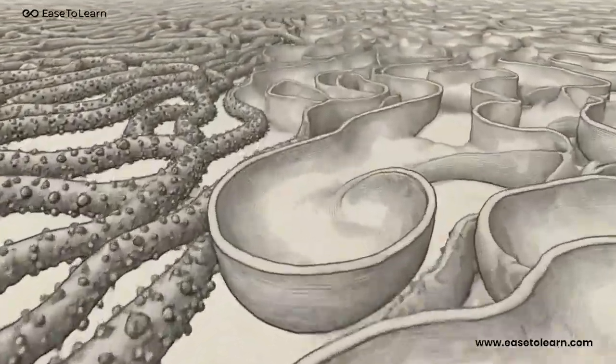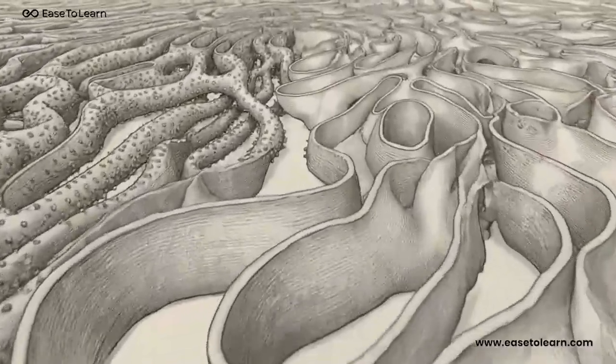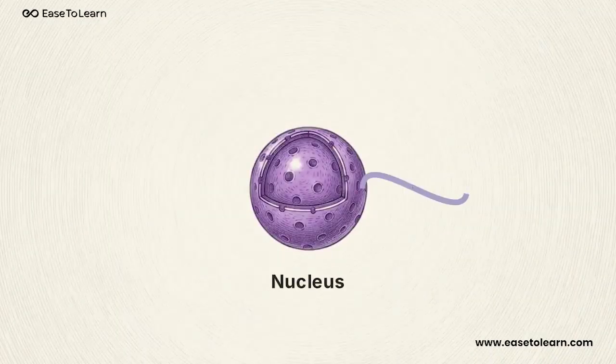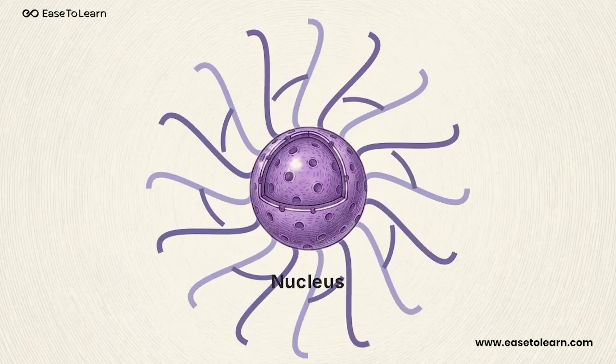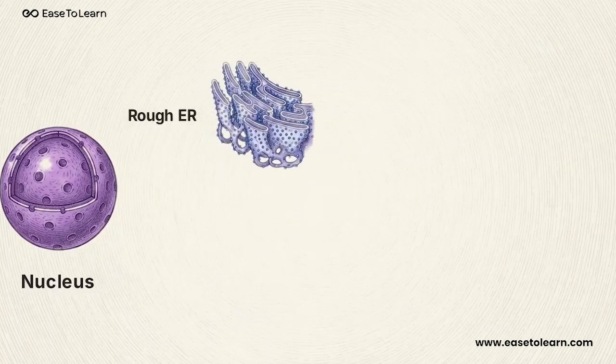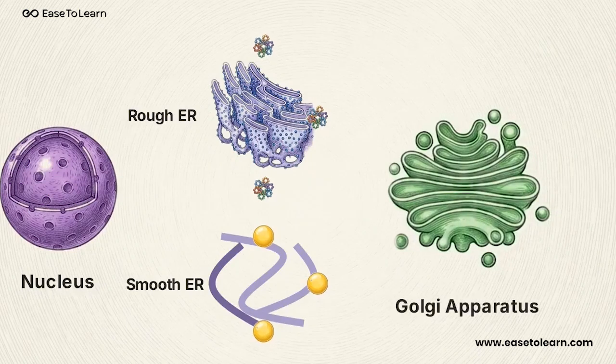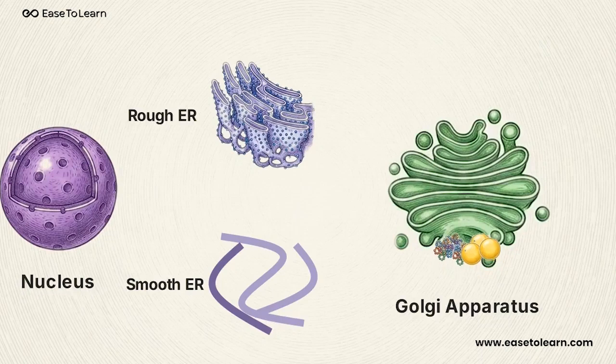Now we leave City Hall and enter the industrial sector, where the cell physically manufactures everything it needs to survive. As you can see in this diagram, we have a massive network of tubes called the endoplasmic reticulum, or ER. It comes in two types. The rough ER is studded with little workers called ribosomes, and they build proteins. Next to it is the smooth ER, which has no ribosomes, and its job is to manufacture fats or lipids.